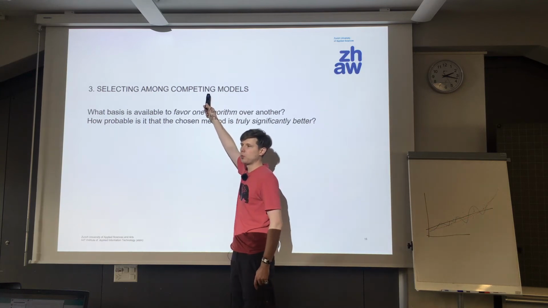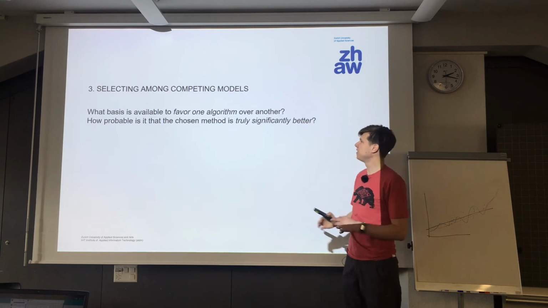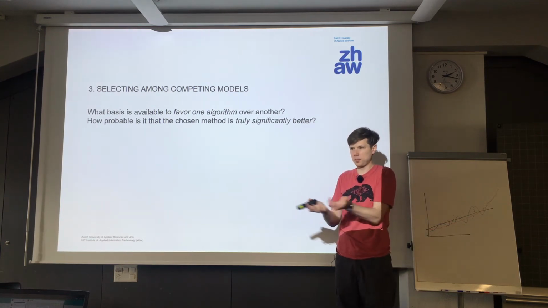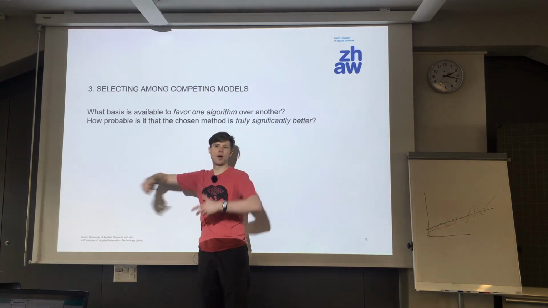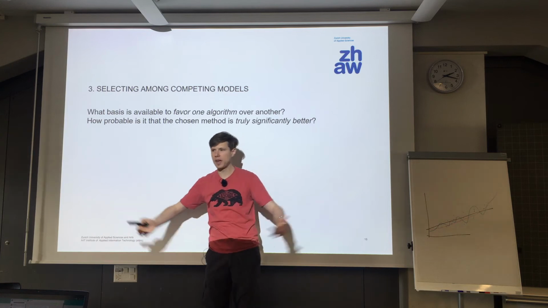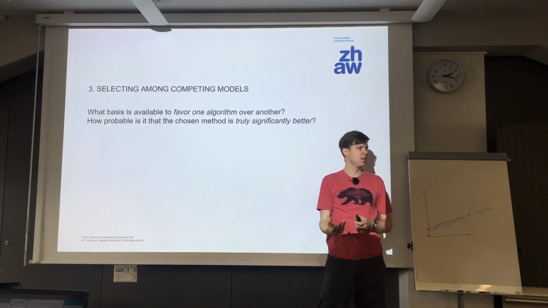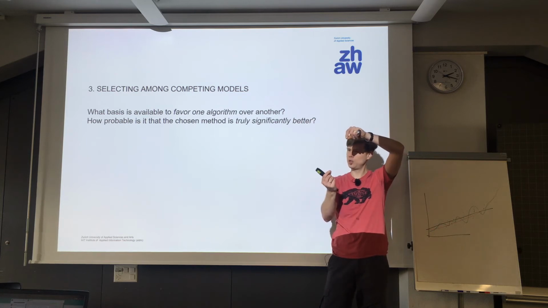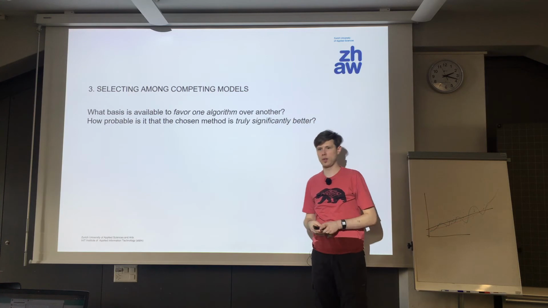When thinking about that, we are actually answering these two questions. On what basis could we favor one algorithm over the other? What can we use as a basis for judgment? And given that we now have selected one model over the competitors, how probable is it that this method we chose actually really is the best one? Is there a probability that one that appeared to be less good actually is better? We will talk about both things and how we can do that.